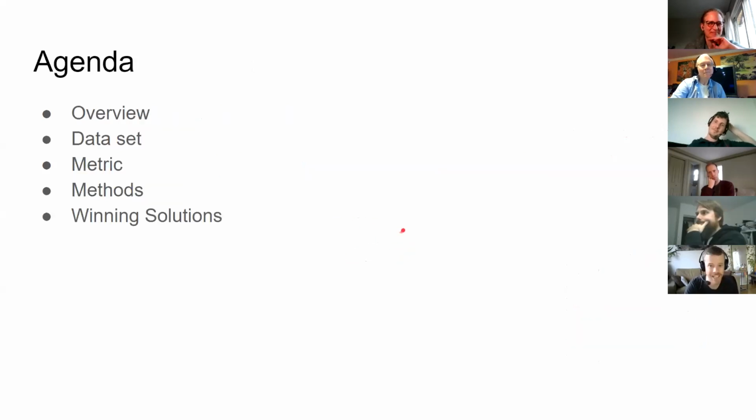What we're going to do today, for people who've been to this meetup before, you know how this goes. We have a little overview of the competition. We're going to talk about what the data looks like. We're going to talk about how we measure success. What's the competition metric? Decide who wins. We're going to talk about methods generally to solve this problem, and we're going to look at winning solutions.